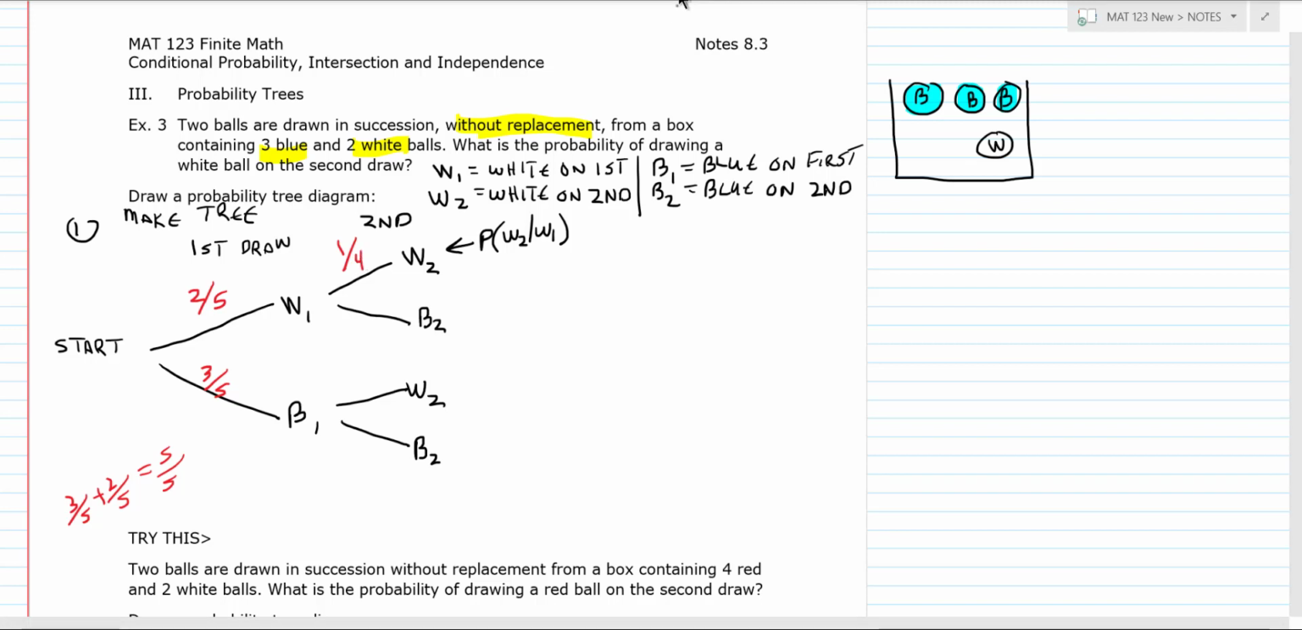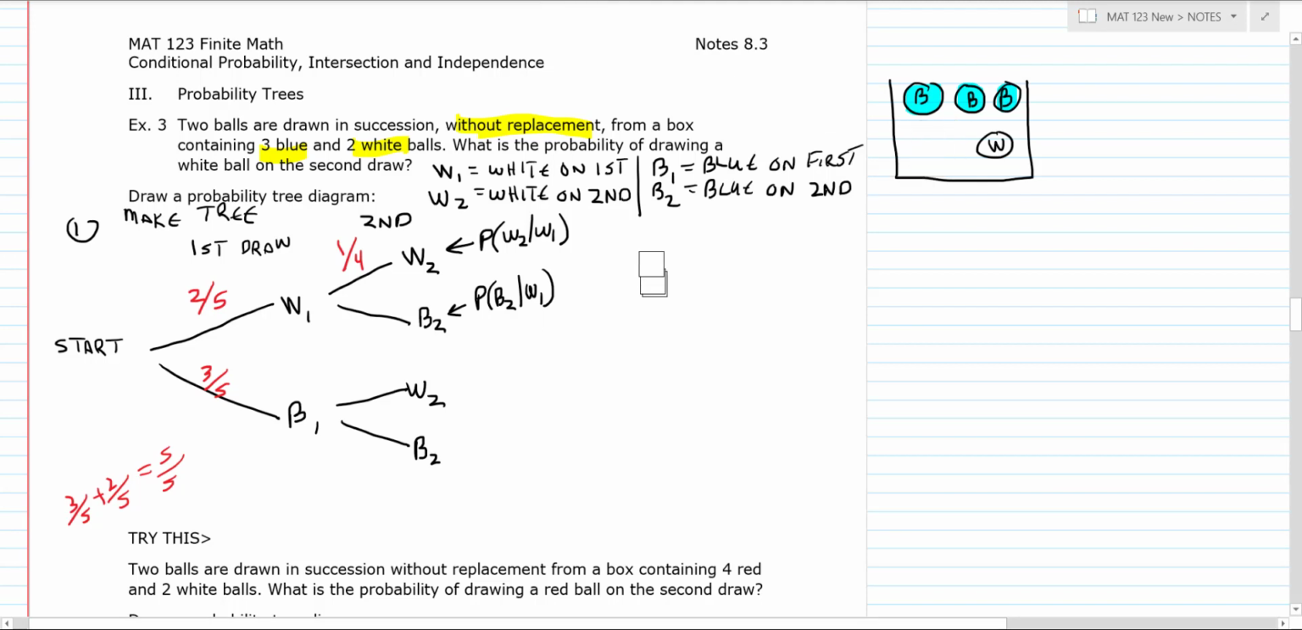That's what that means. Okay, now I'm going to start over again and put that back in. Now this probability here, that's the probability of getting a blue on the second draw, given that you got a white on the first draw. So let's take the white out.